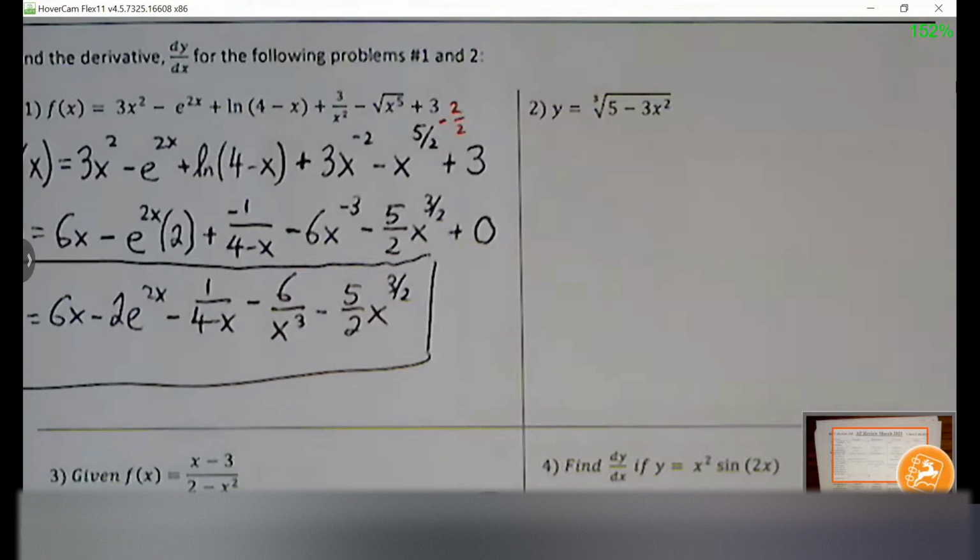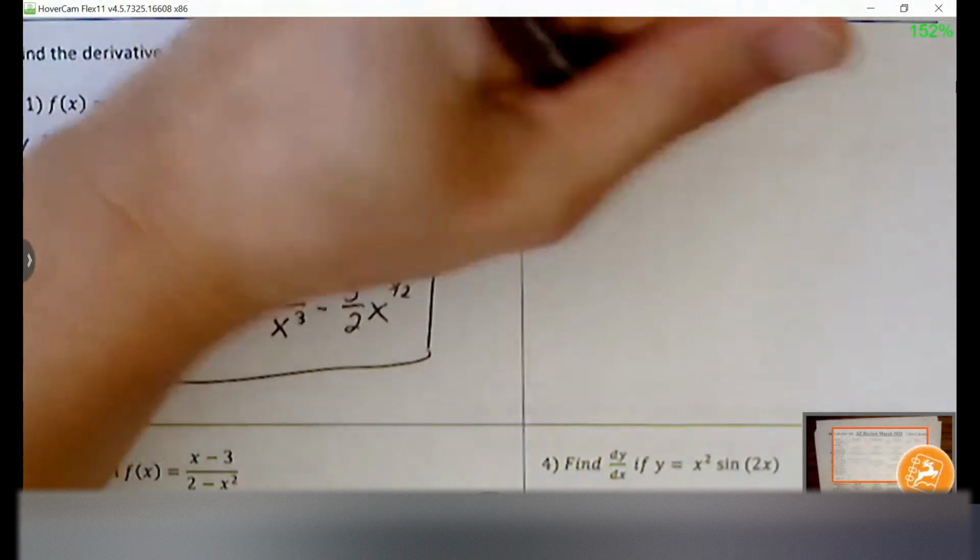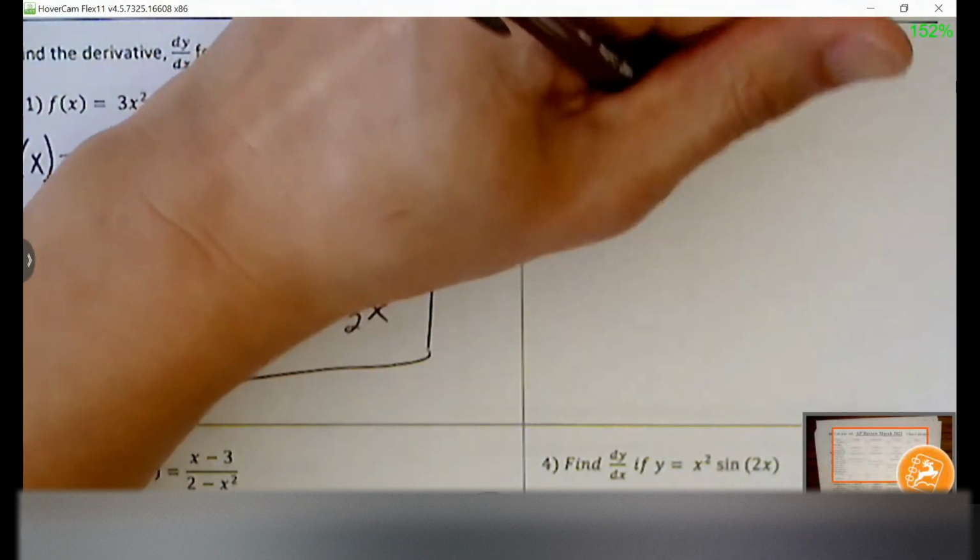Parentheses to the 1/3. Yes, the 1/3. U substitution is for integrals, but we have something on the derivative side of things, which is chain rule, right? U substitution is the integral version of chain rule. But yeah, first, you're right. We're going to rewrite that as parentheses to the 1/3.